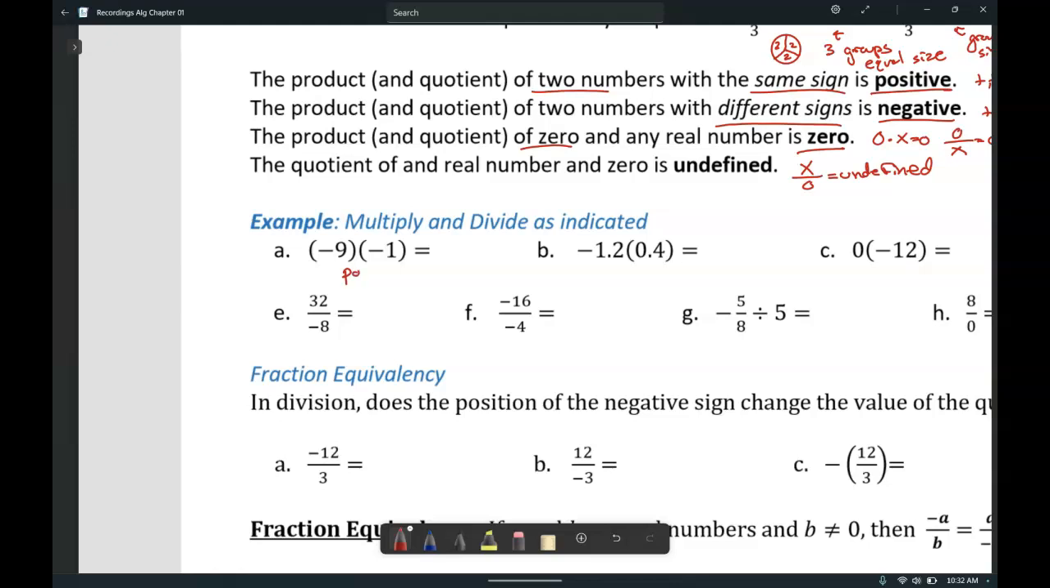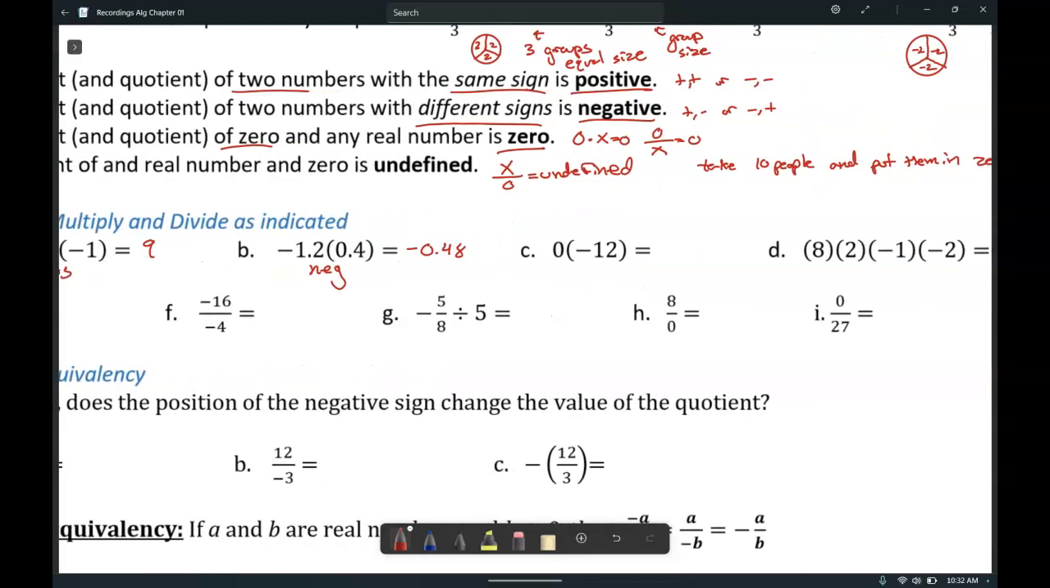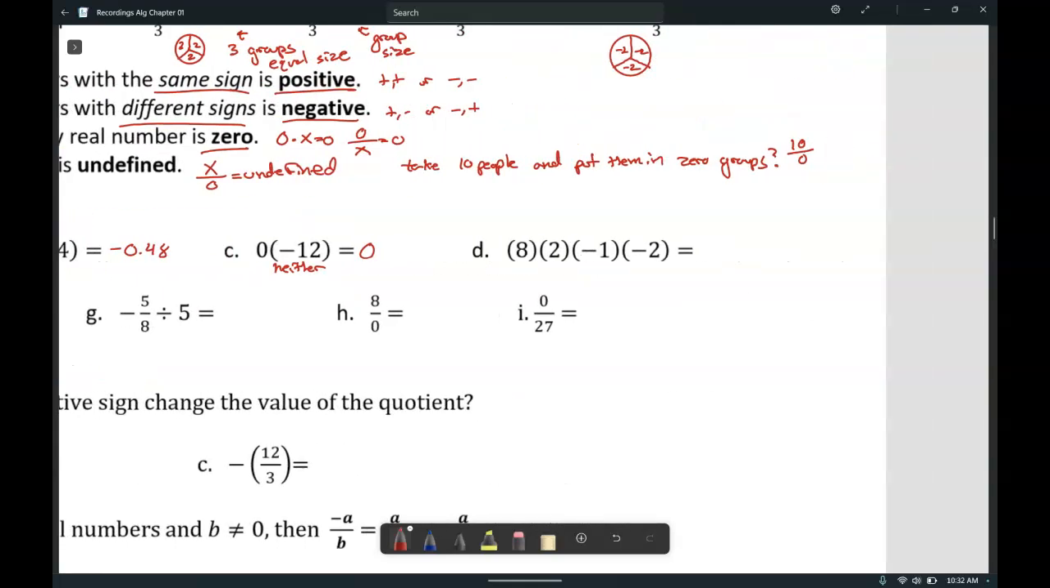These are the same signs, so it'll be a positive. We get positive 9. These are different signs, so it'll be negative. We get negative 0.48. Since this is 0, it is neither positive nor negative, so we just get a result of 0. 0 times anything is 0.